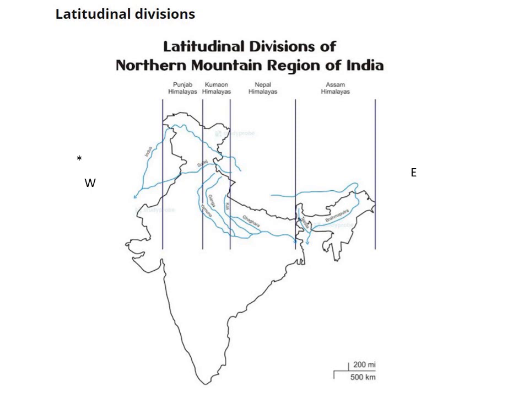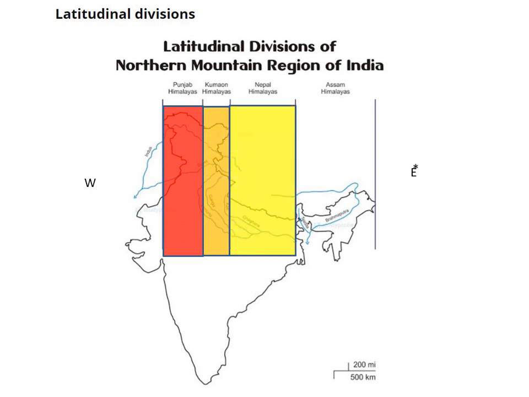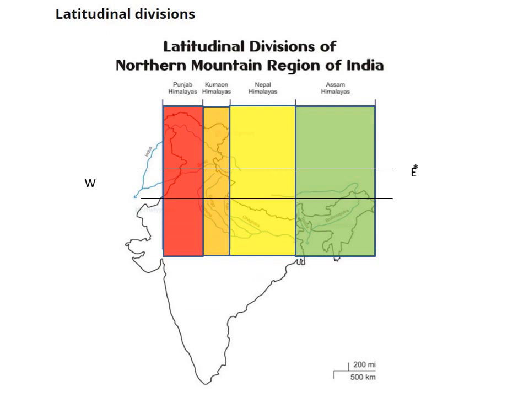Latitudinal division is the division of the Himalaya on the basis of region from west to east. These divisions have been demarcated by river valleys. From west to east: Punjab Himalaya, Kumayu Himalaya, Nepal Himalaya, Assam Himalaya. This division is called latitudinal division because the sections of the Himalaya are named between two latitudes, that is, Punjab Himalaya, Kumayu Himalaya, Nepal Himalaya, and Assam Himalayas.